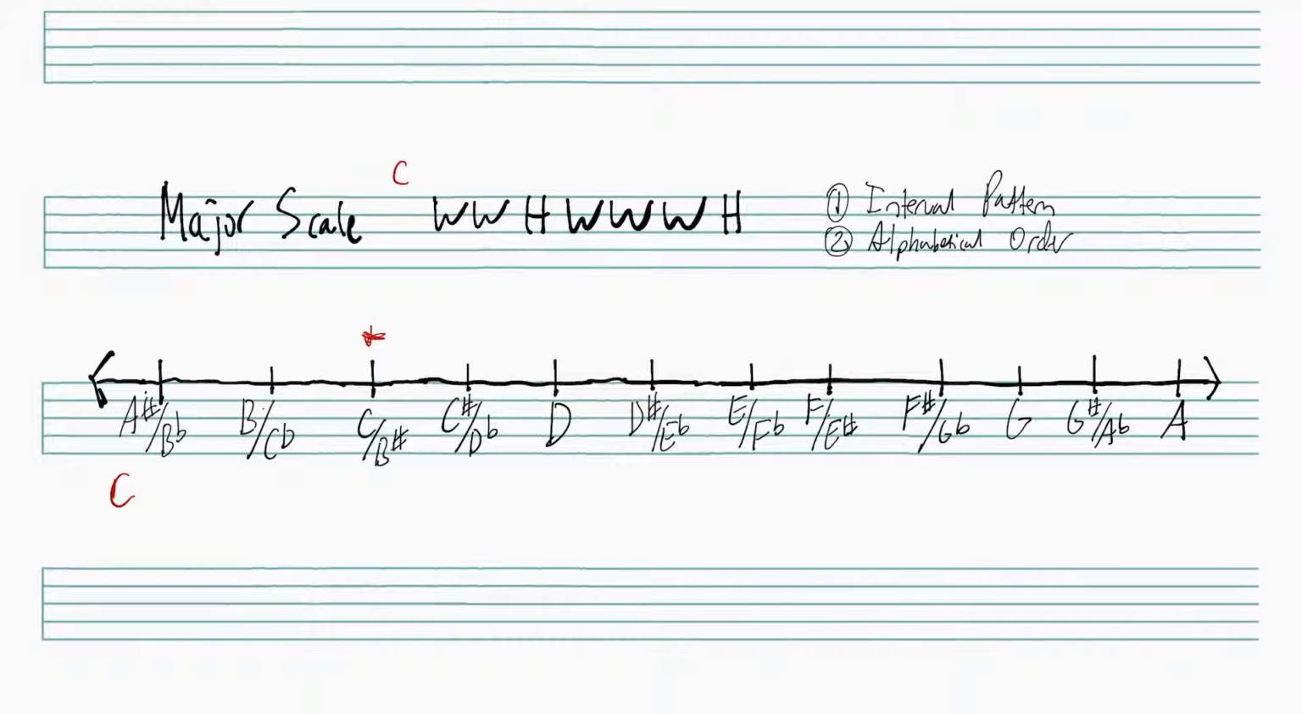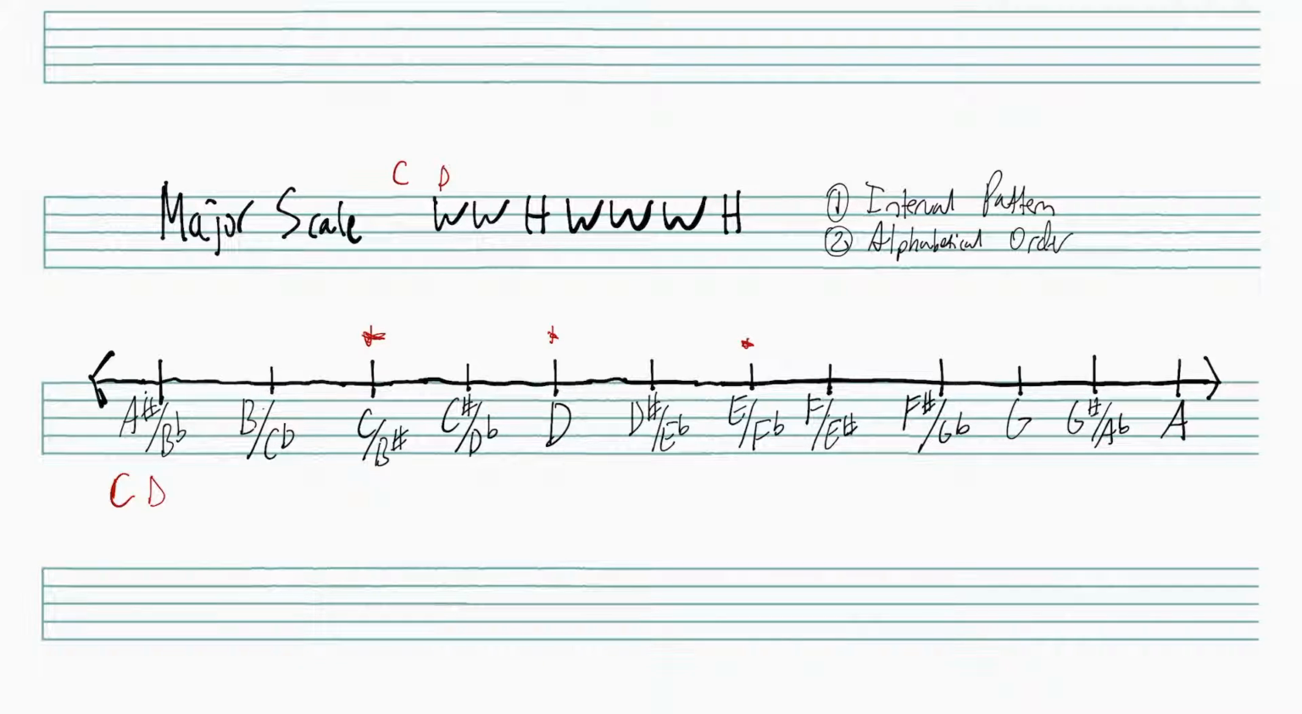Anyway, so we have the whole step. So C, a whole step above C would bring us to D. Remember, each tick is a half step, so we would skip one to get to the whole step. We don't have any enharmonic equivalent for D, so there's no choice. D would be the second note of the scale. Now, the next interval is also a whole step. So we'll skip the tick in the middle because that's our half step, and so we end up here.